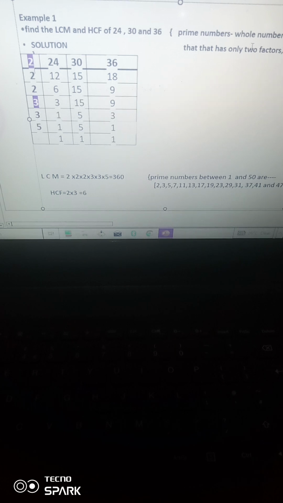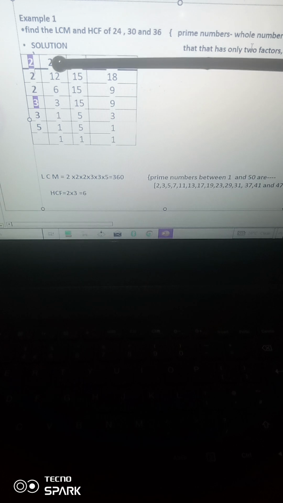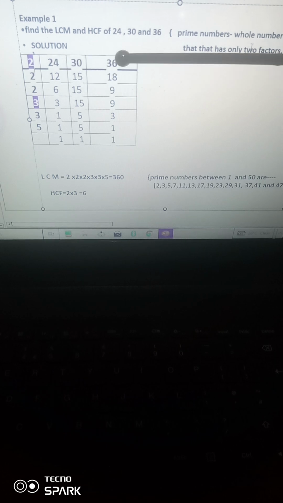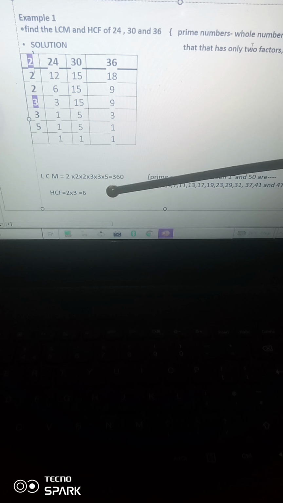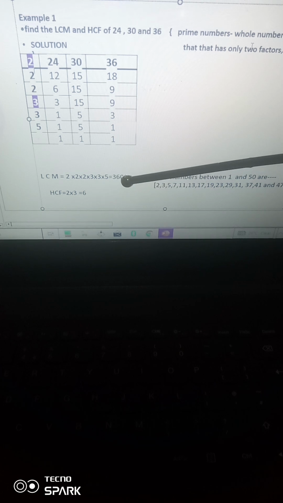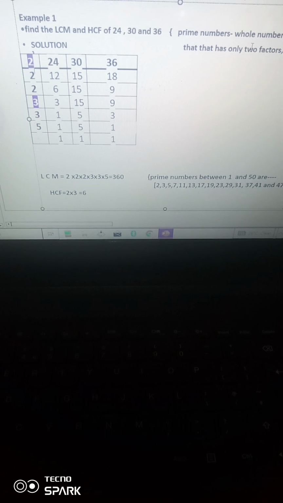So the LCM of these three numbers, the LCM of 24, 30, and 36, is equal to 2 times 2 times 2 times 3 times 3 times 5, which is equal to 360. Now, how can you locate the HCF? Simple. The HCF is the highest common factor.